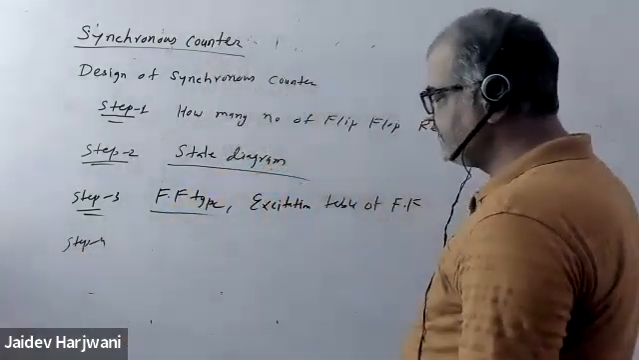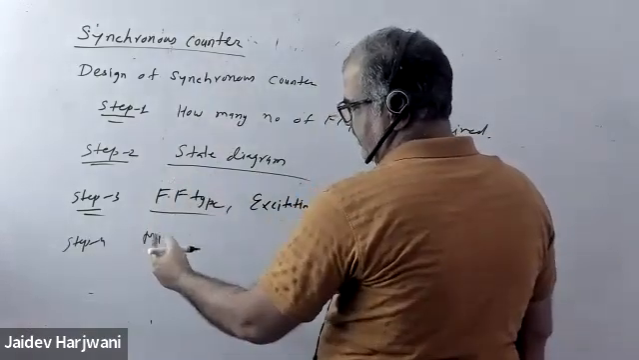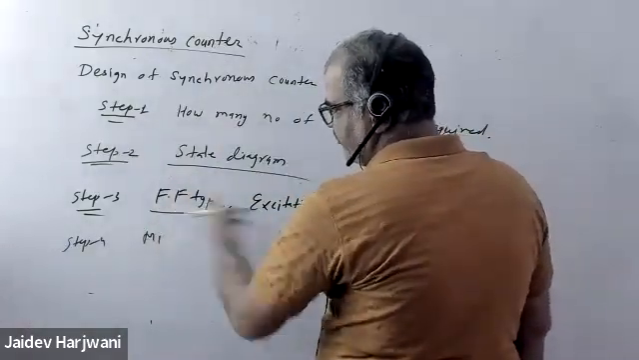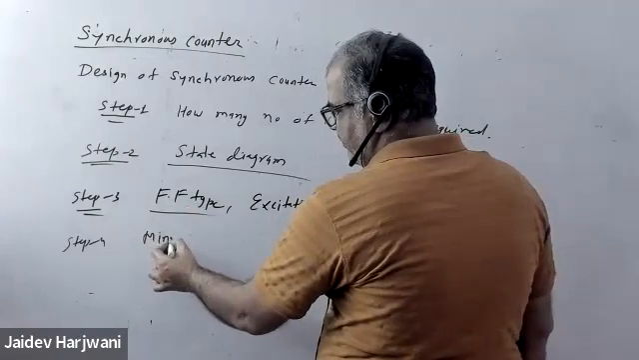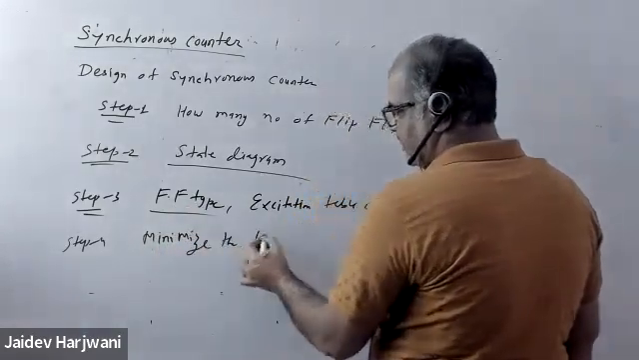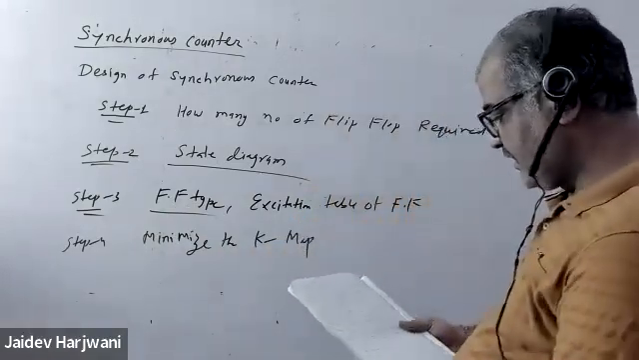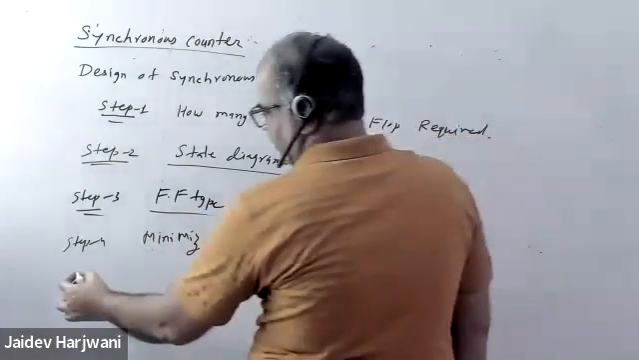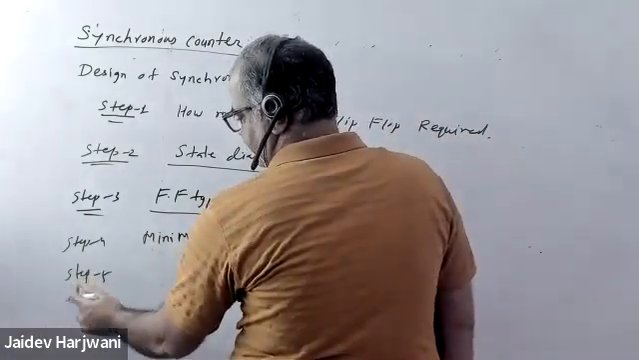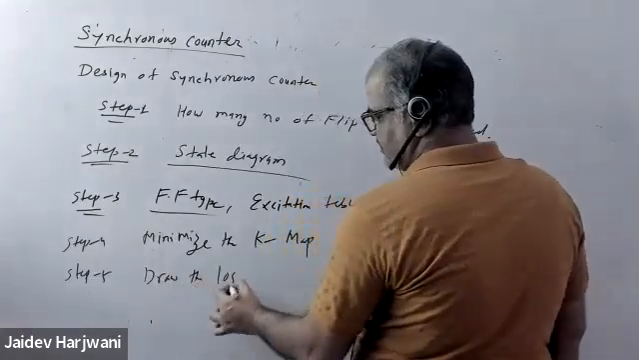Now once you have decided the excitation table, step 4, you have to minimize the K map with logic. You have the state diagram, and accordingly you want to find the inputs of this flip-flop. So you have to minimize the K map. And then the last step, step 5, is draw the logic circuit.